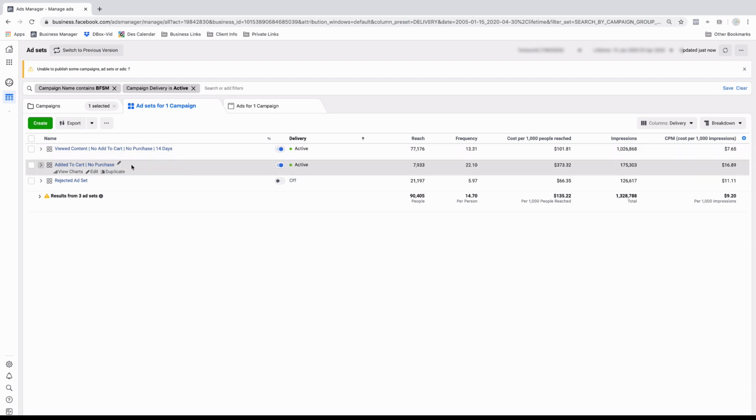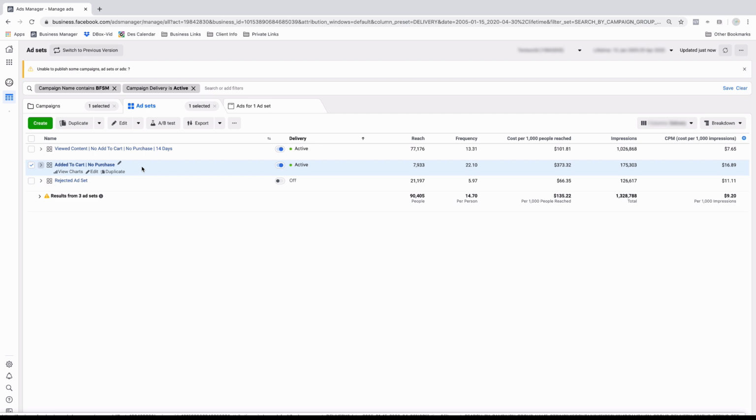So do we still want to come in and force more budget into this add to cart but no purchase? Well, when we looked at the results earlier, when we were just looking at the results, yes, we would have. But when we're looking at the frequency, if I force these ads out more, it's going to increase that frequency, and all you're going to do is irritate a lot of people. I'm already imagining that after seeing that ad 22 times, they're going to be highly frustrated.